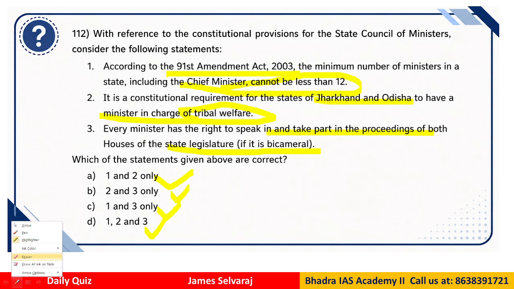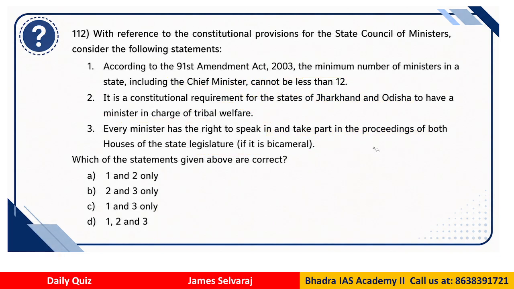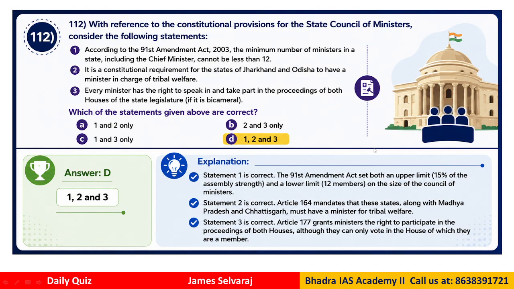So these are a little bit technical things that we need to be familiar with. So let us look at the correct answer. The correct answer is D, 1, 2 and 3, right? So if you look at here, according to the 91st Amendment Act 2003, the minimum number cannot be less than 12. It is the constitutional requirement. The states of Jharkhand and Odisha, they must have a tribal welfare minister, right? So if you see here, along with Madhya Pradesh and also Chhattisgarh, they must have a minister for tribal welfare. Okay, so just be familiar with that.